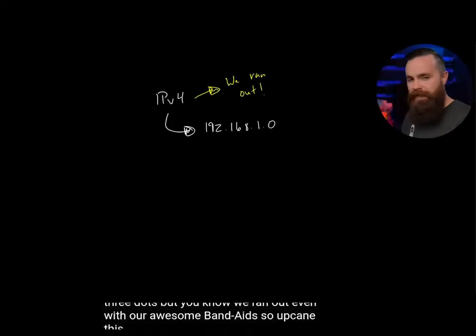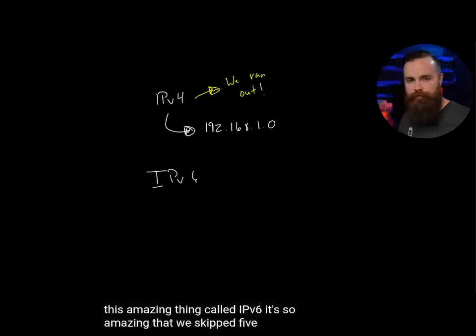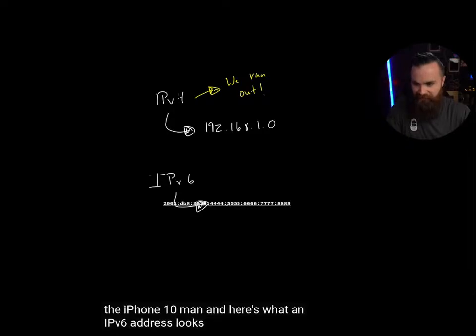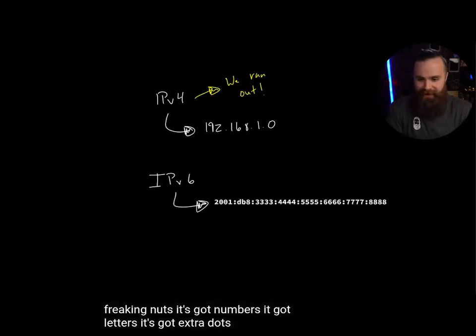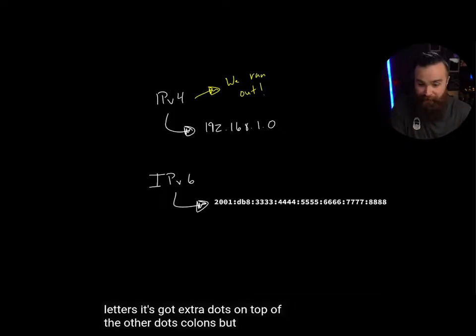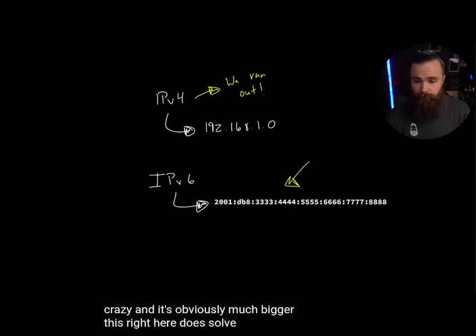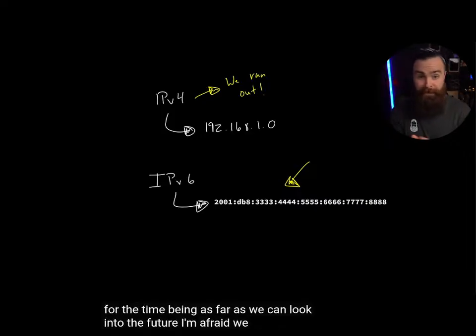But, you know, we ran out, even with our awesome band-aids. So up came this amazing thing called IPv6. It's so amazing that we skipped 5. It's like the iPhone 10, man. And here's what an IPv6 address looks like. Dude, it's freaking nuts. It's got numbers, it's got letters, it's got extra dots on top of the other dots, colons, but it's crazy, and it's obviously much bigger. This right here does solve our problems for the time being, as far as we can look into the future. I'm afraid we might make the same mistakes.